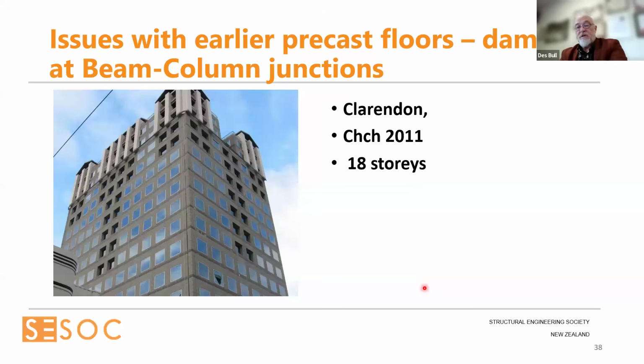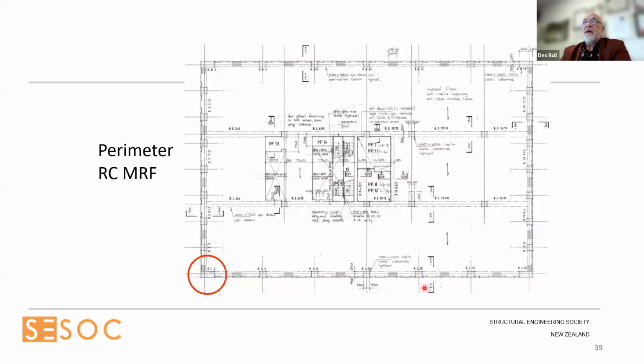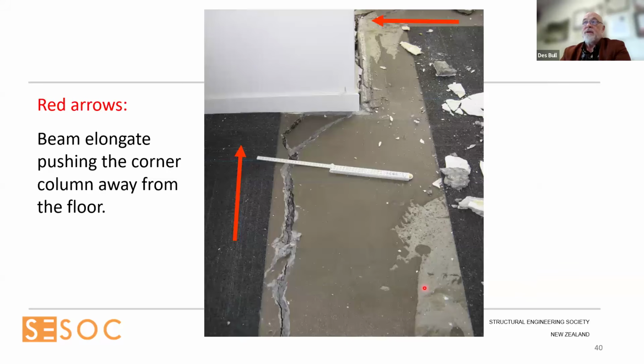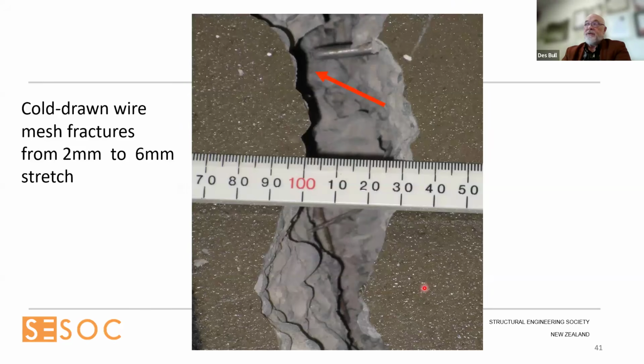Just a bit of a step sideways momentarily for an example of the sort of problems we have in the corners of buildings. Clarendon, with a moment resisting frame on the perimeter, we're looking at that corner. That white column got pushed out of the building by the elongating beams indicated by the red arrows. And this is the sort of crack that we got, up to 35 millimeters, and the mesh up there with the arrow you can see is fractured. So this is a typical problem for these sorts of buildings.